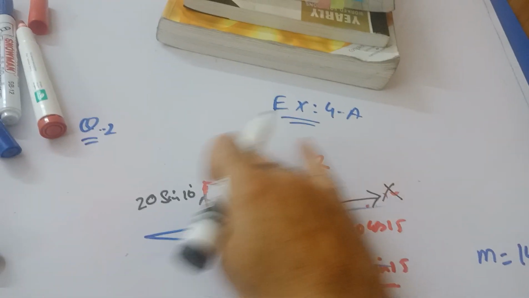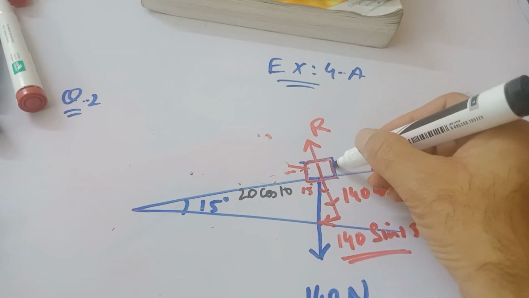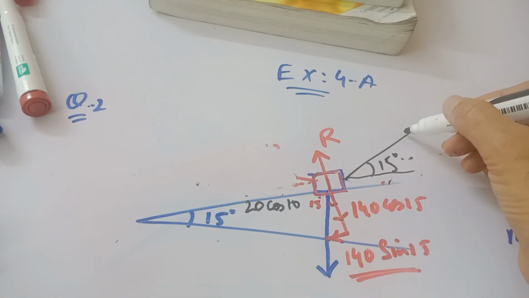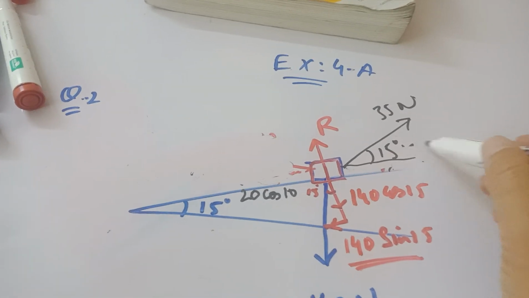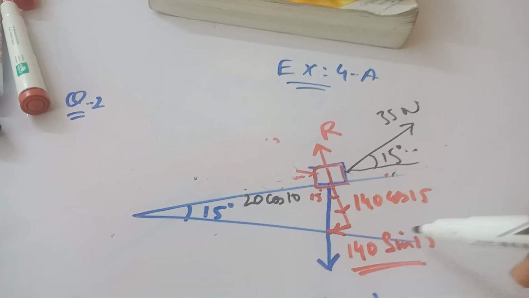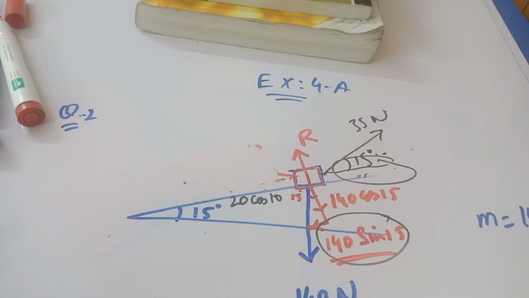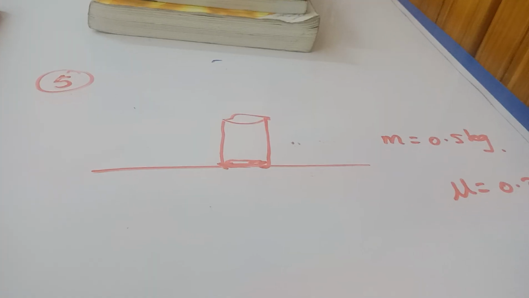In the last part it says that now we are pulling this up at an angle of 15 degrees and the force is 35 newtons up here. So obviously you will resolve this and then you will see which force is more, this one or this component, and then you can determine in which direction the frictional force would be.